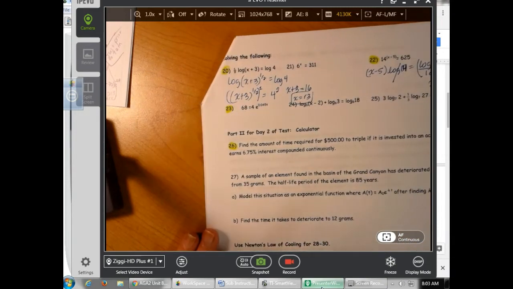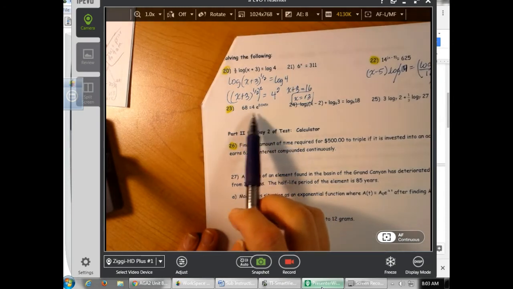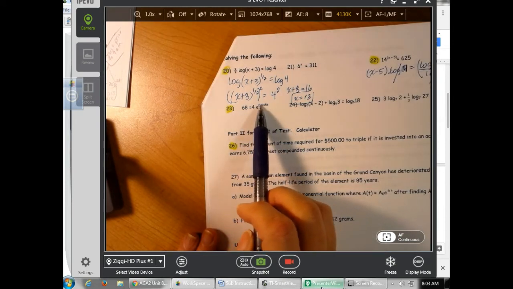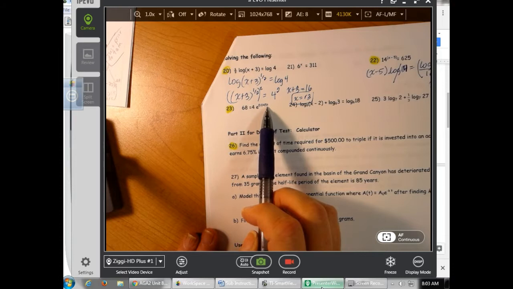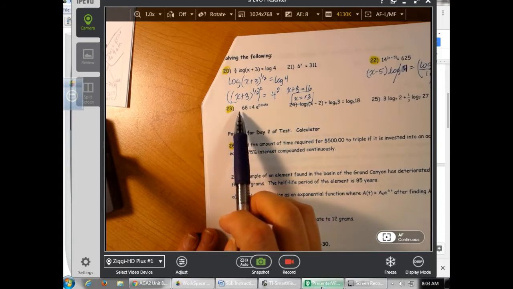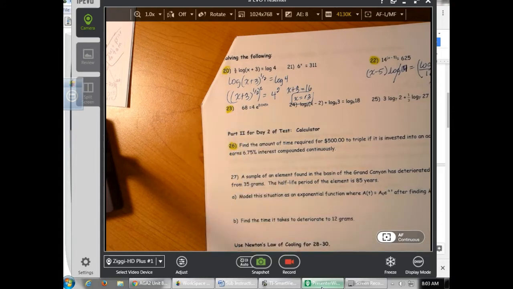Okay, number 23. When I look at this, it is an exponential equation. My unknown is the t here in the exponent, and I want to solve for that t. Before I can use any of my different methods, I have to divide both sides by 4. So I'm going to have to go ahead and do that. And I do that so that I can isolate the e to the power there.